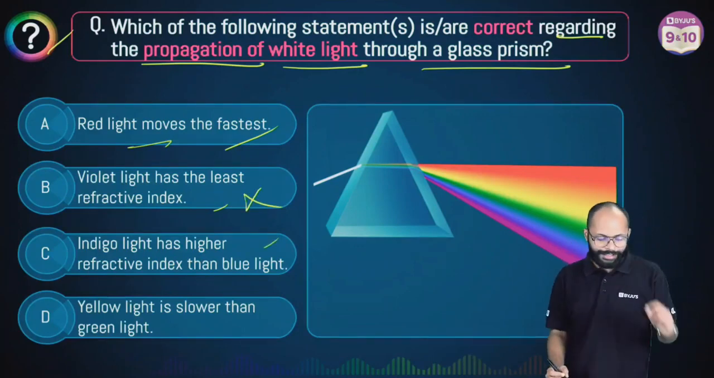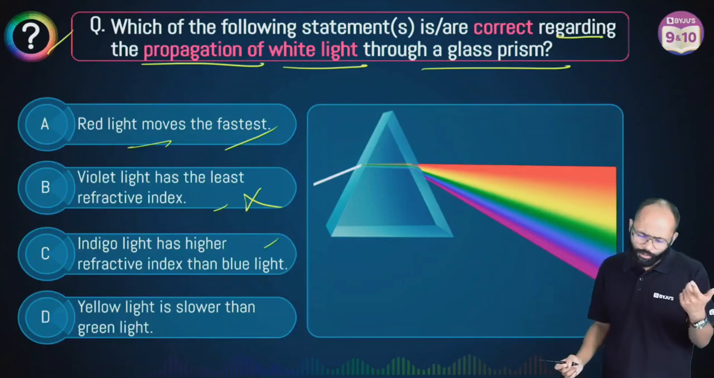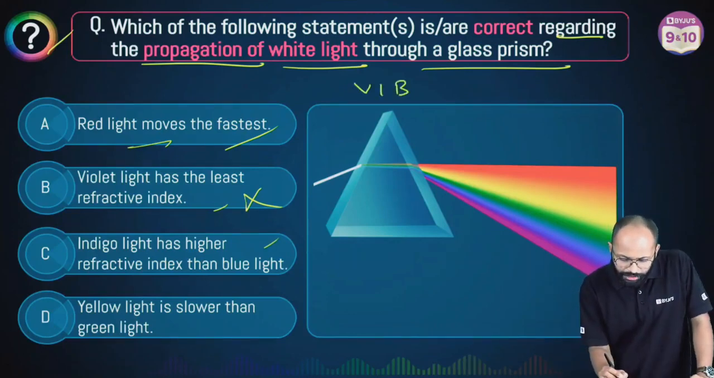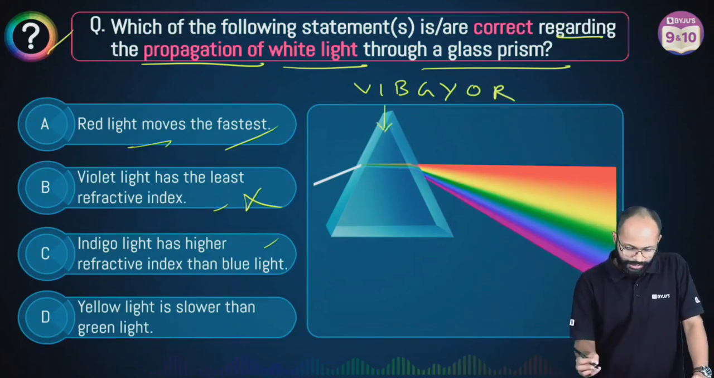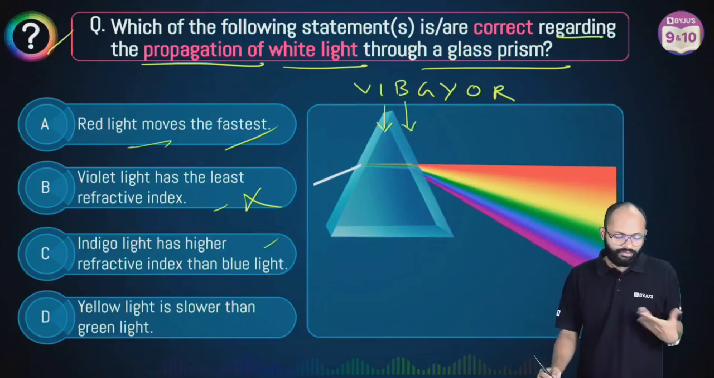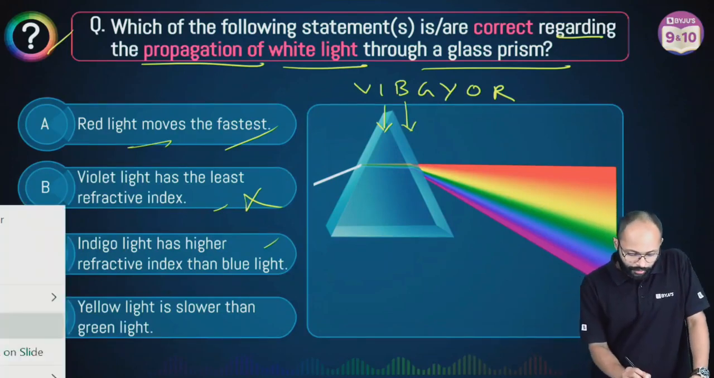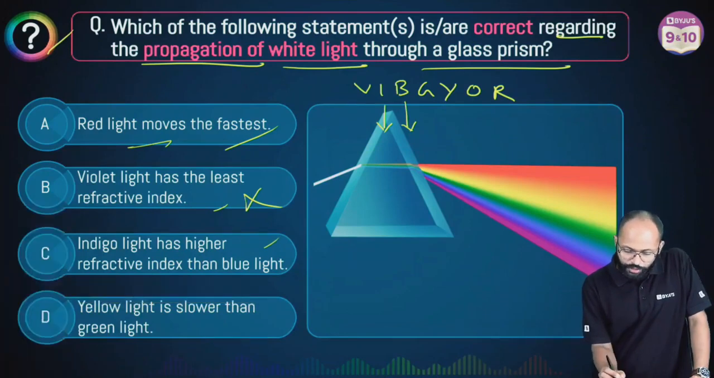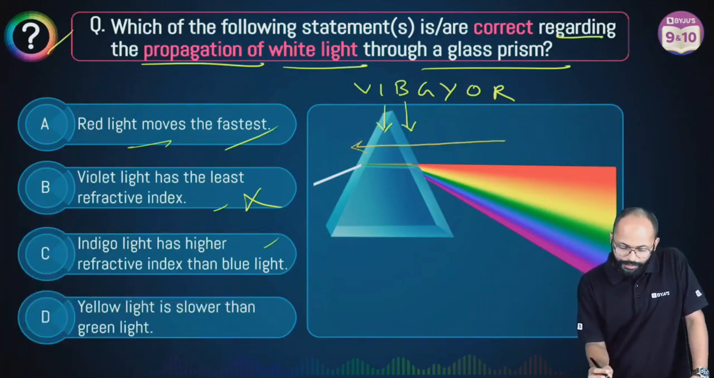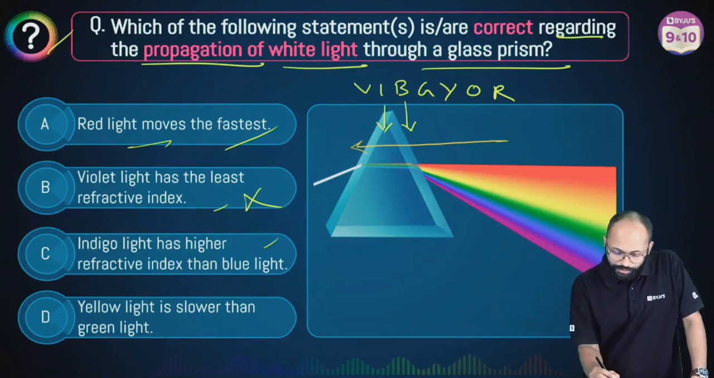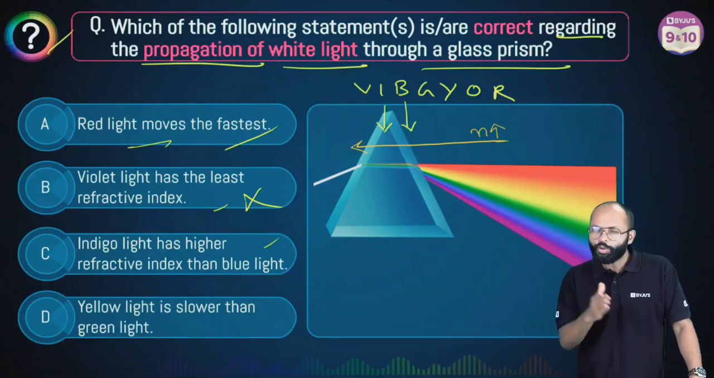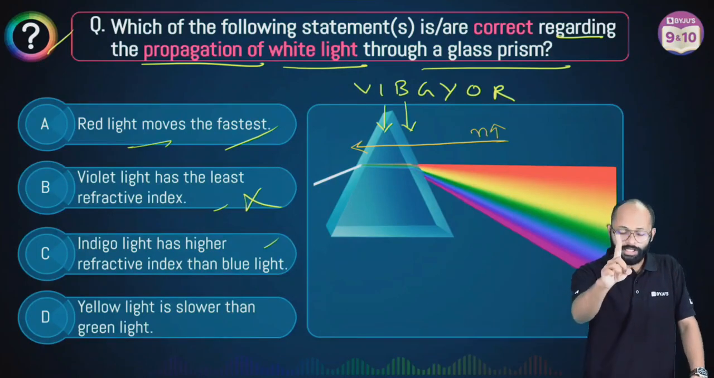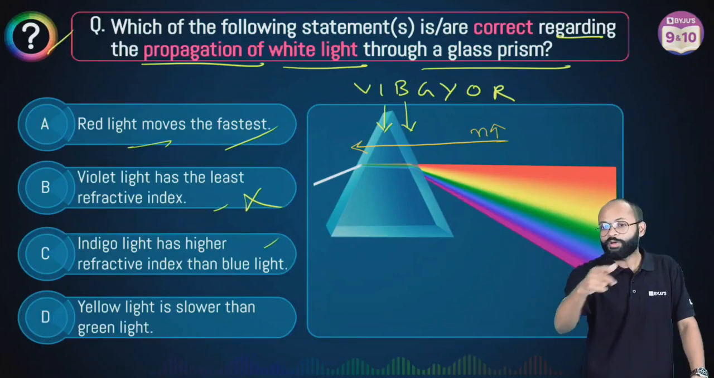Third, indigo light has higher refractive index than blue light. VIBGYOR. Indigo is here and blue is here. ठीक है? Indigo has higher refractive index than blue light. Now, we have learned this. As you move from red to violet, the refractive index will increase. Blue और violet में कौन ज्यादा बेंड करेगा? ब्लू और इंडिगो में कौन ज्यादा बेंड करेगा?